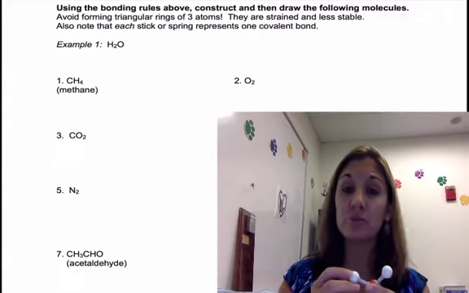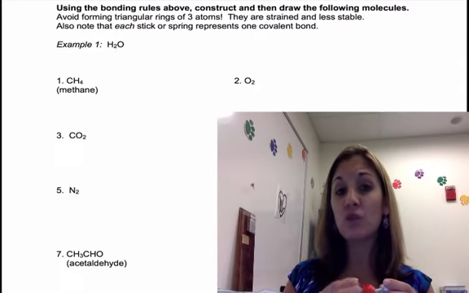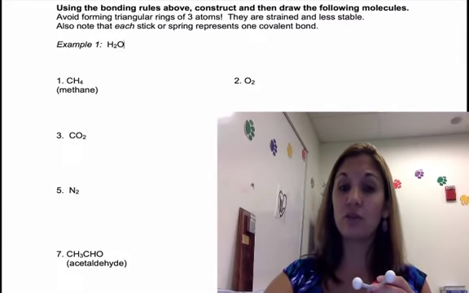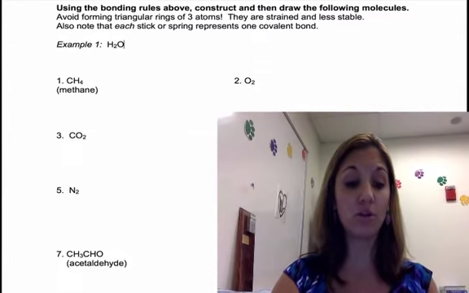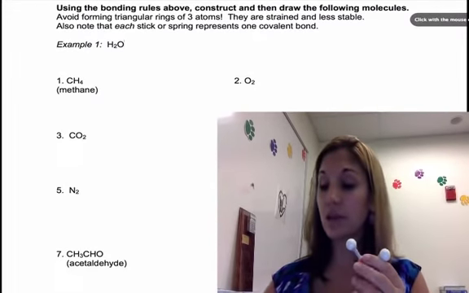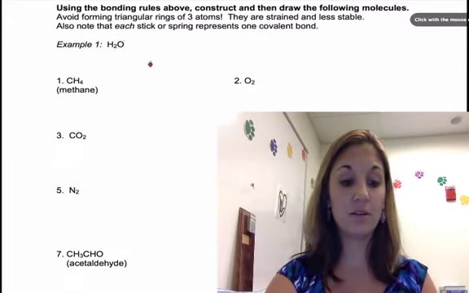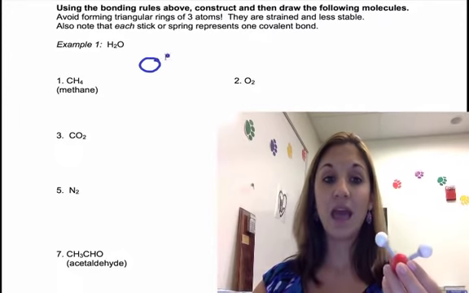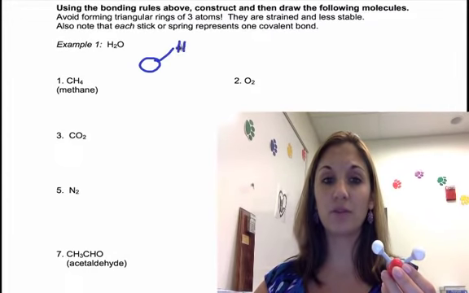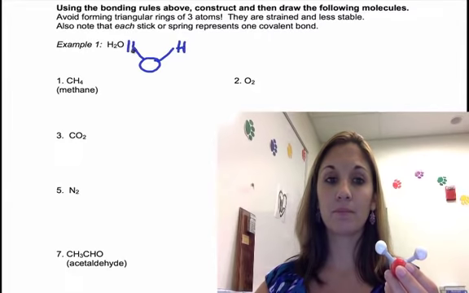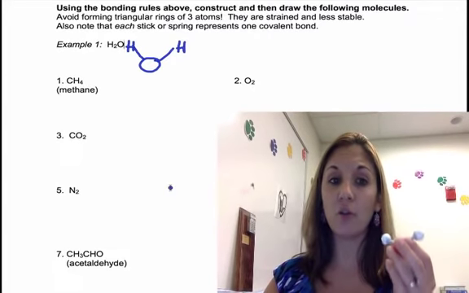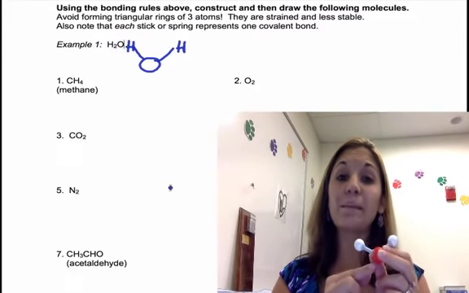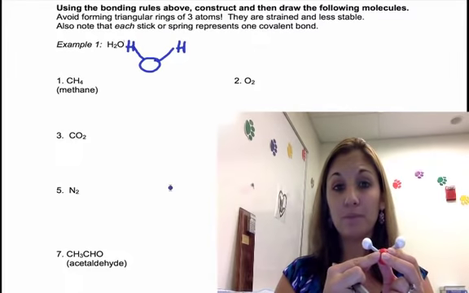Now I need to draw this molecule. It's important that when you draw, you draw the right shape and that you label the bonds. So for example, let's go ahead and draw the water molecule. Okay. I can see that I have an oxygen and that I have 2 hydrogens coming off of it. Here's my drawing of the water molecule. Don't draw the circles, draw the actual atomic symbol that each of these is represented by.